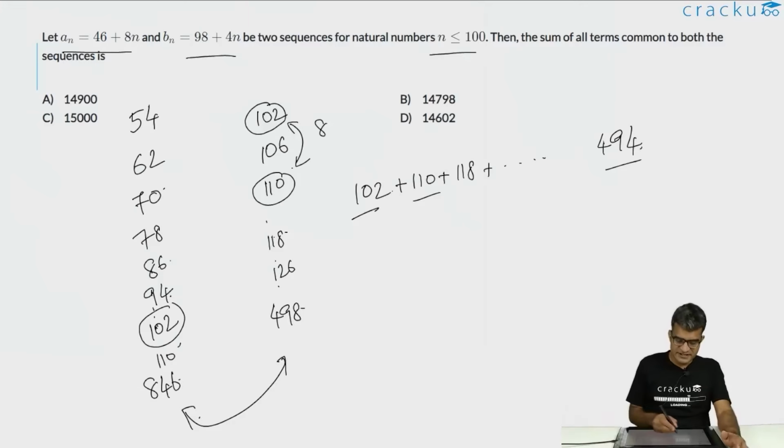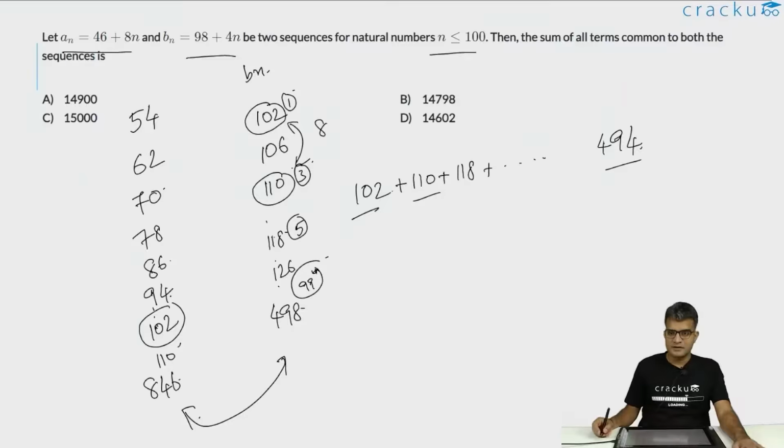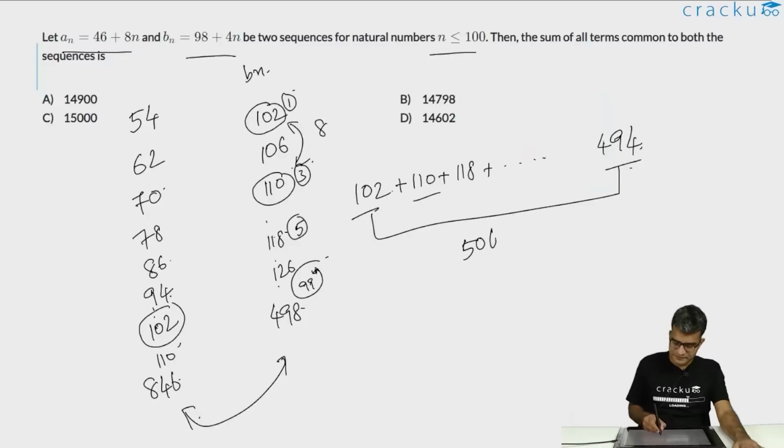Another way to look at it is the first term of Bn is part of the common terms. The third term is common, the fifth term is common, and so on. And so the 99th term will also be common. So how many terms are there over here? You have 50 terms. The first term is 102, the last term is 494.